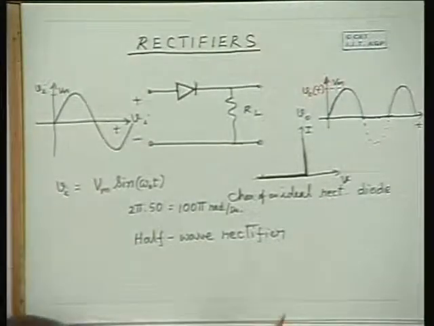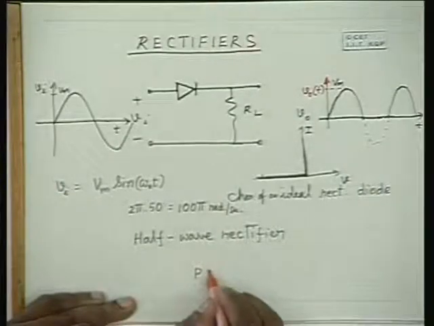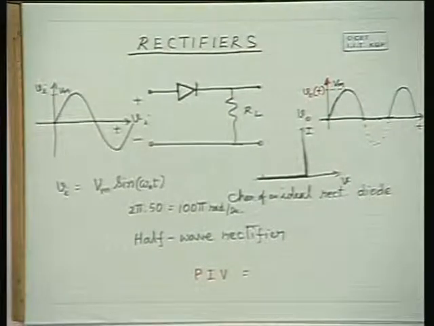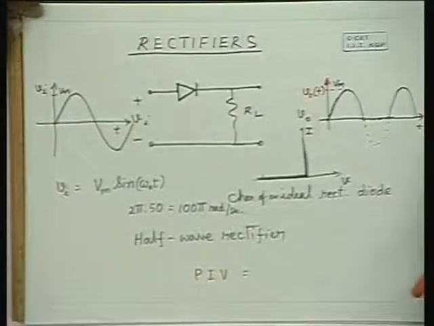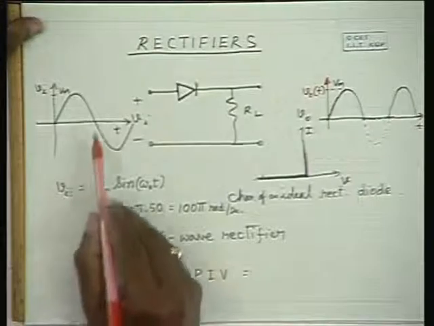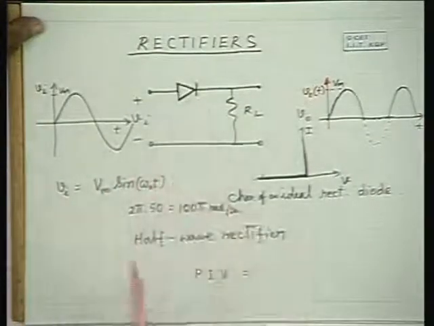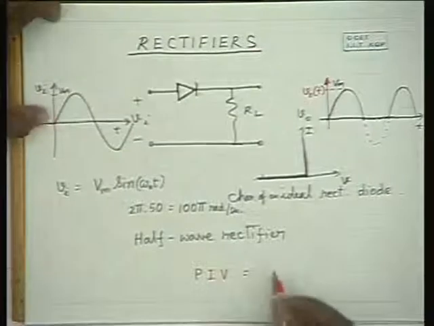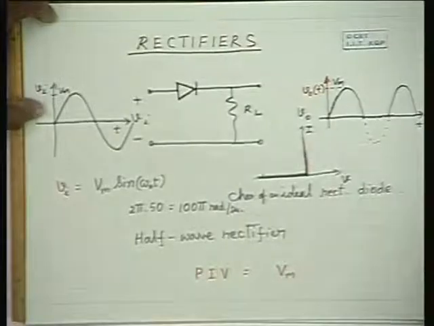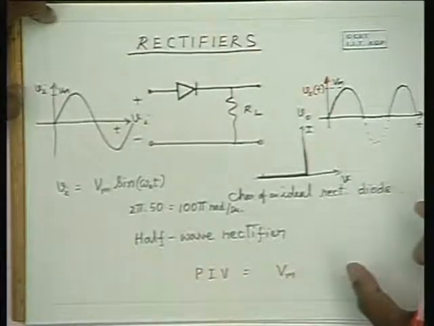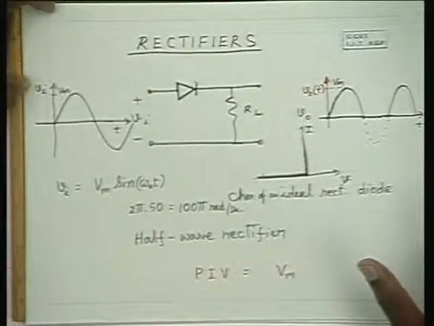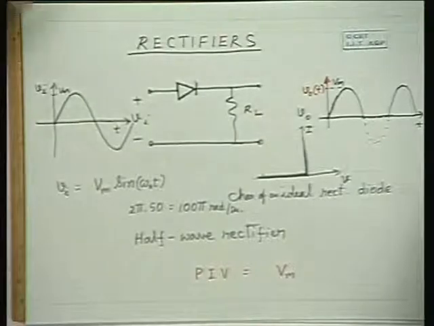How much is the peak inverse voltage here? Peak inverse voltage is the maximum amount of reverse potential that is applied across the diode. So naturally it is during the negative half cycle, and that is equal to Vm. So the peak inverse voltage in the half wave rectified waveform here is equal to Vm. As a circuit designer, you should see that the breakdown potential is greater than Vm. Otherwise it doesn't work like a rectifier.